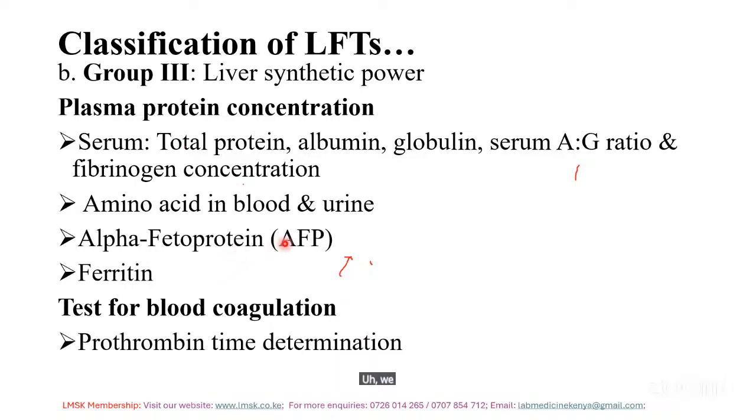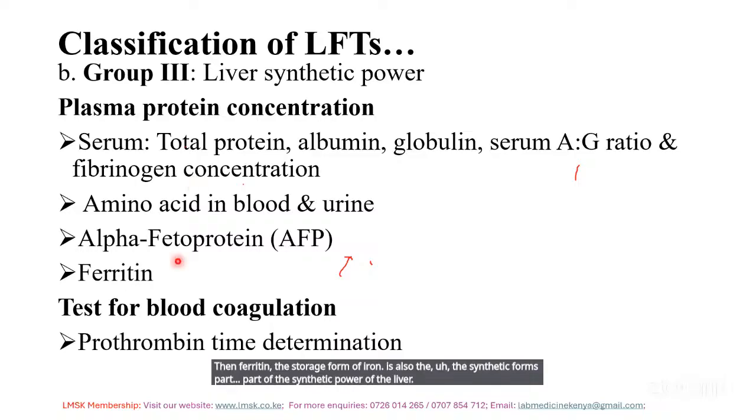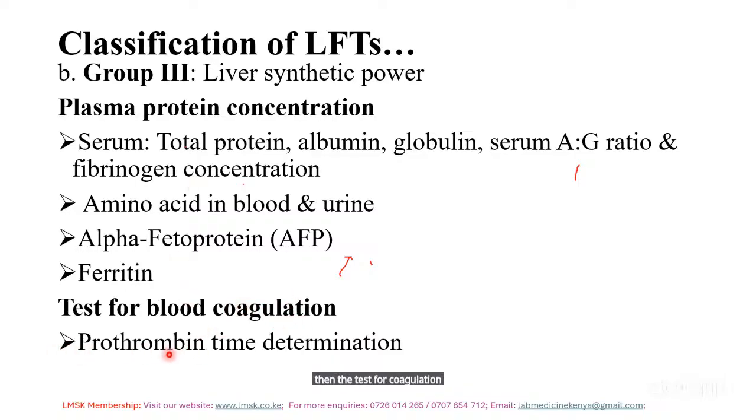We have alpha fetoprotein that could be a cancer marker. When there is too much synthesis of it, you might want to find out what type of liver condition is causing that. Then ferritin, the storage form of iron, is also part of the synthetic power of the liver. Then the test for coagulation, of course, here include the prothrombin time, which will be also indicating whether there is enough production of the clotting factors or not, and it's a function of the liver.